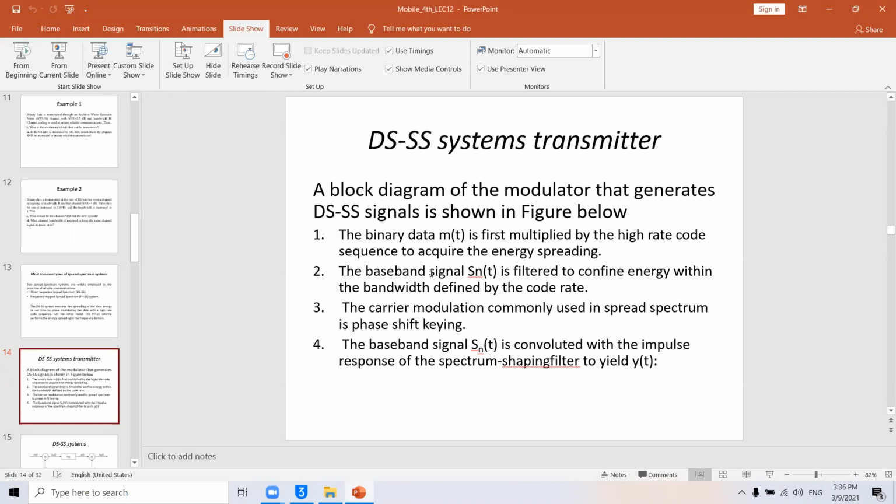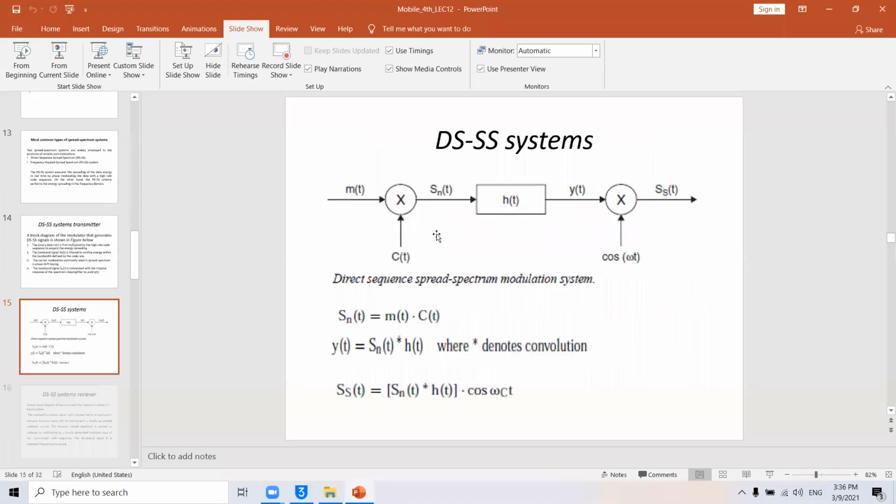At that time, we have, for example, 8 phases or 8 frequencies, if we are talking about frequency shift keying. Well, point number 4: the baseband signal is convolved with the impulse response of a spectrum shaping filter to yield y of t. Let's go to the diagram.